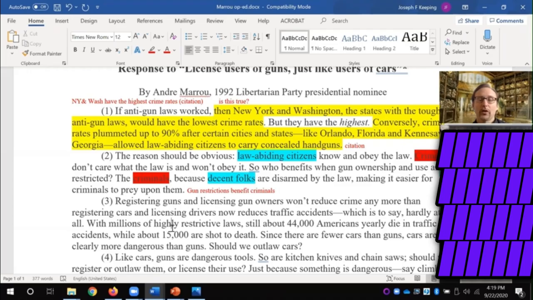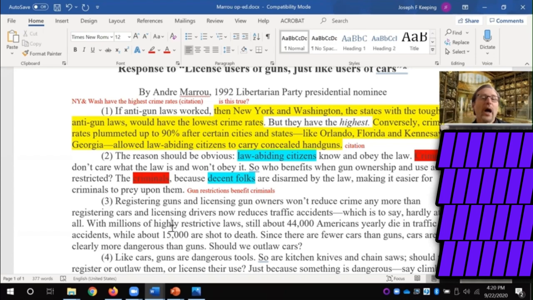Okay, going back to the first sentence here: registering guns and licensing gun owners won't reduce crime any more than registering cars and licensing drivers reduces traffic accidents, which is to say hardly at all. Somebody please rephrase this sentence, put it into your own words, and make it just a little bit more direct and straightforward. What's a simpler way of saying what he's saying there?